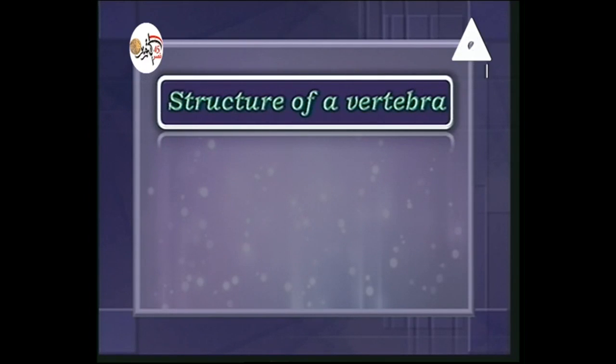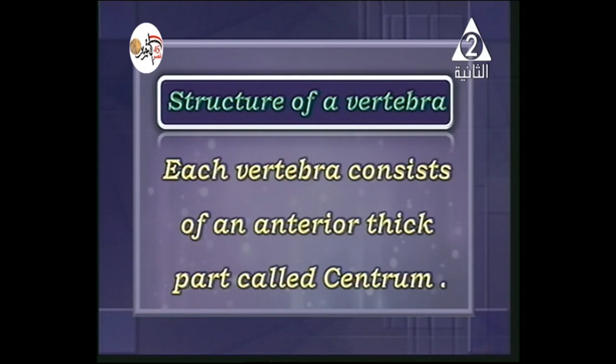After that, we need to know the structure of a vertebra. Again, we studied the vertebral column, and we said it consists of 33 vertebrae with different functions. But right now, we're going to study the structure of just one vertebra. Any vertebra consists of a large, anterior, thick part called the centrum. Called what? Centrum. I'm going to show you on a video.